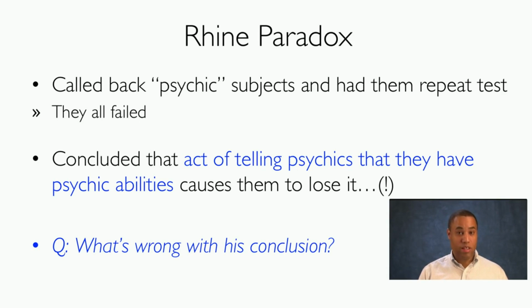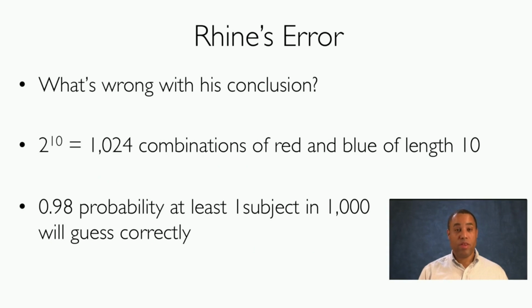While it is the case that correlation does not imply causation, that's not the problem here. The real problem is, think about how many combinations there are of red and blue cards of length 10. There's 2 to the 10th power, or 1,024 combinations. So there's a 0.98 probability that at least one subject in 1,000 will guess correctly, which is exactly what he observed. And if you bring that subject back, it's extremely unlikely, very low probability, that they would be able to repeat that same observation.